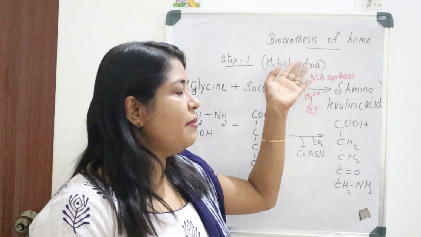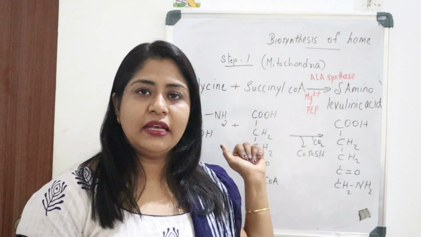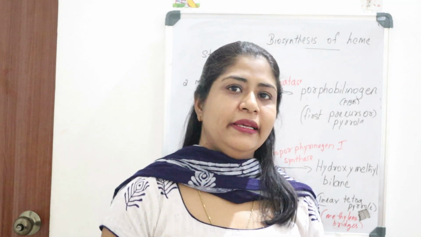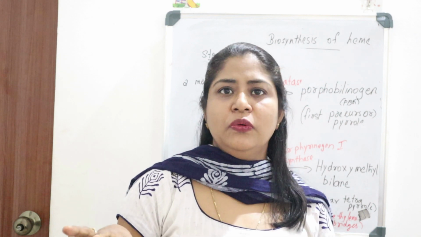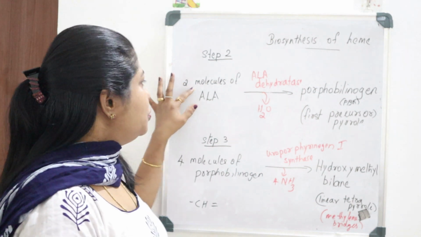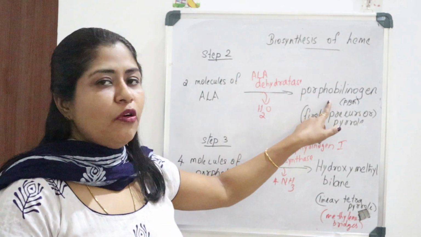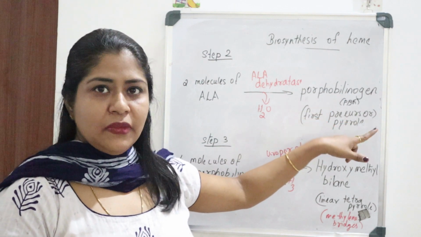Okay, now that occurs in the mitochondria, step 1 taking place inside the mitochondria. Now we can move to the second step, that is the next few succeeding steps that occur in the cytoplasm. In the second step we can see two molecules of ALA join together to form porphobilinogen, PBG.